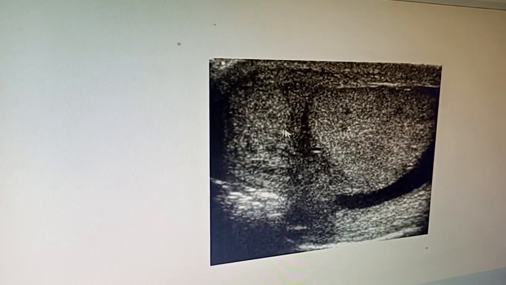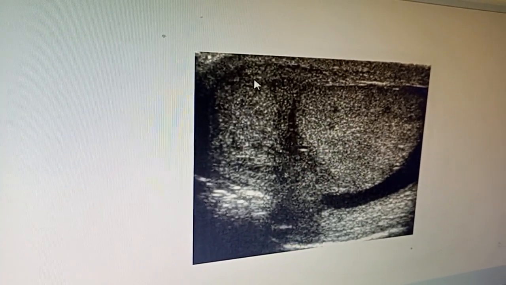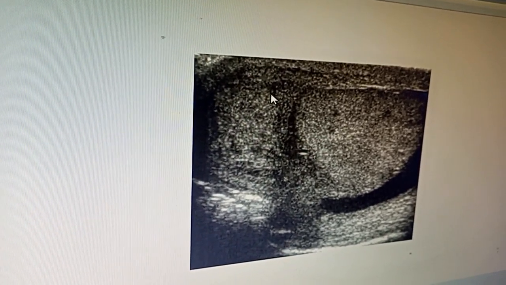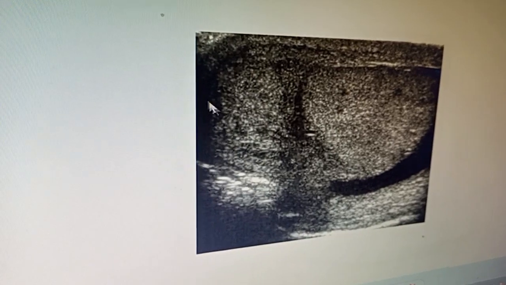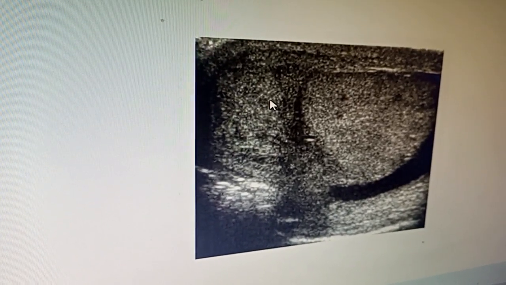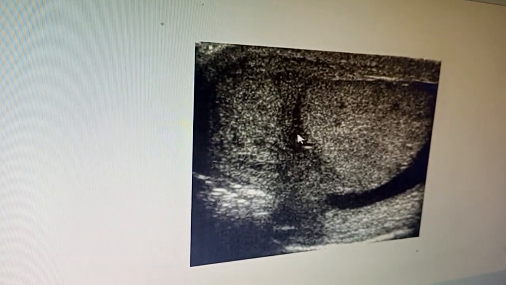In this image, you can see the normal anatomy of the testes. This is the testis, and this is the epididymis. You can see this is hypoechoic on the ultrasound. This is the head of the epididymis. There are three parts of the epididymis: head, body, and tail.